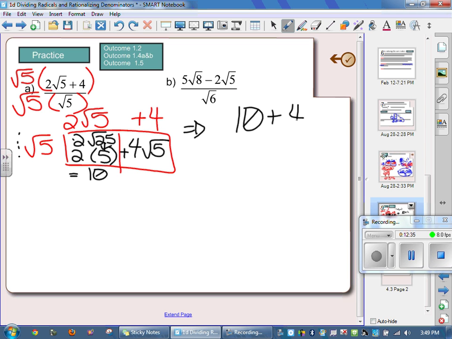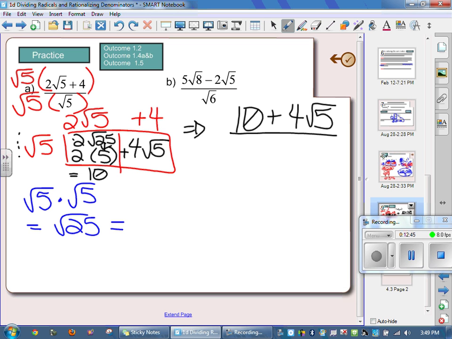Now let's simplify our bottom. On the bottom, I've got root 5 times root 5. That's going to give me a root 25, which solves to be exactly 5. So my denominator, my bottom, becomes a 5.